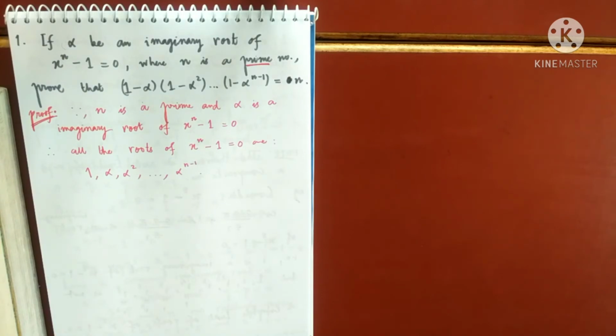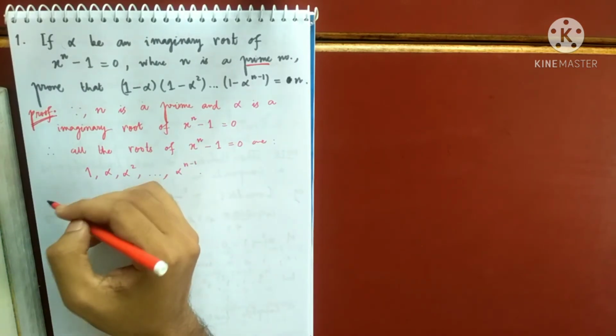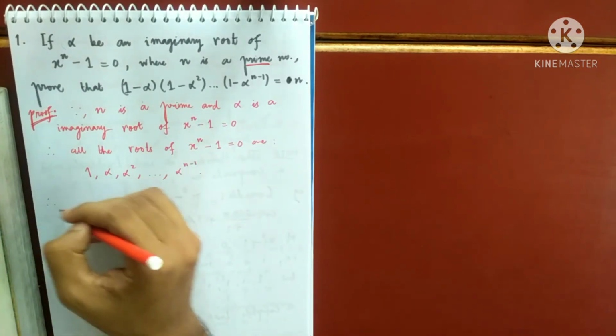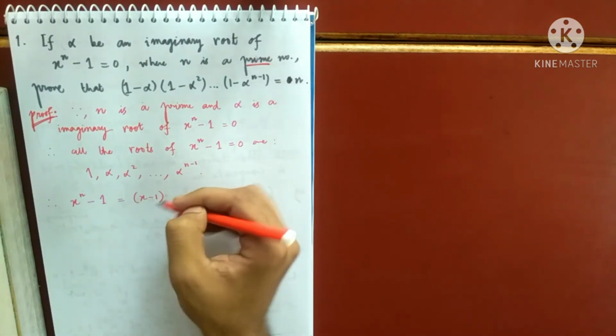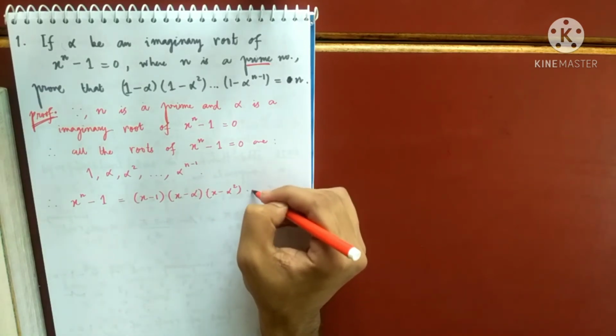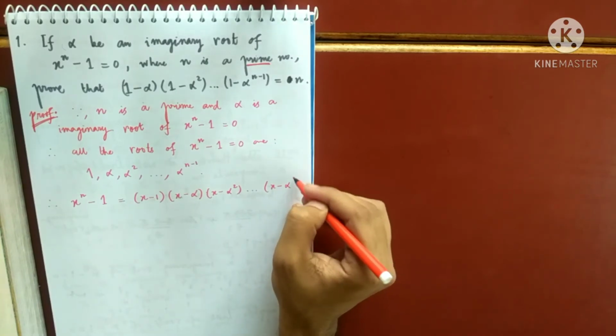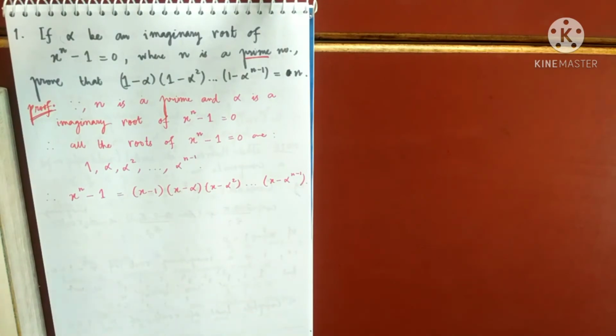Now try to understand my point. If some polynomial has the roots 1, 2 and 3, that polynomial can be factored as x minus 1, x minus 2, x minus 3. Similarly, I know all the roots of this equation. So what can I say? This can be factored as x minus 1, x minus alpha, x minus alpha square, up to x minus alpha to the power n minus 1. Did you get my point? How can I write this line?